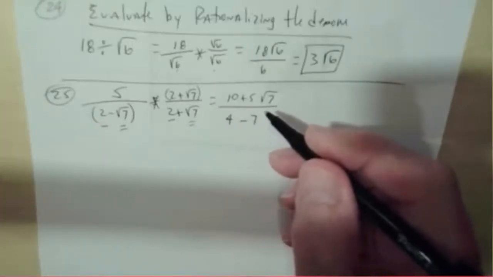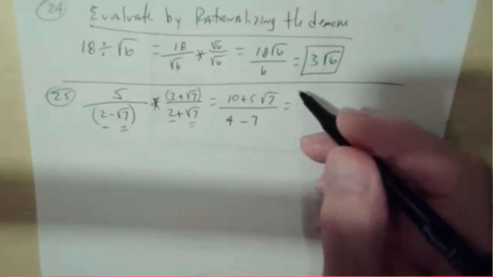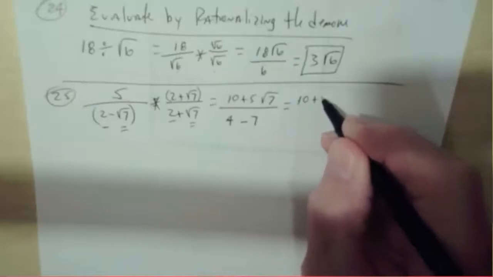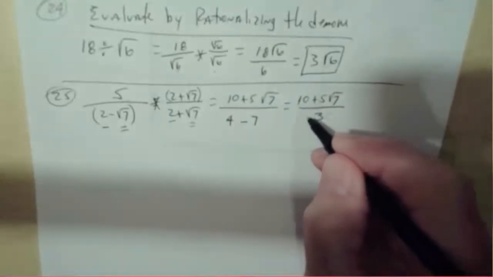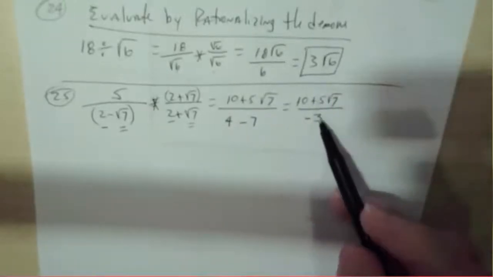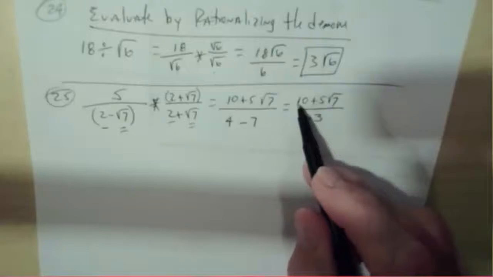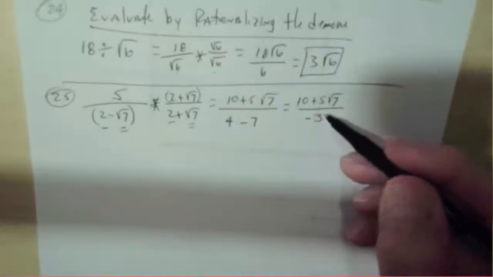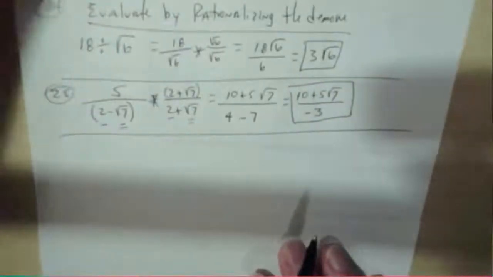So this is 10 plus 5 times the square root of 7 over, I'm sorry, negative 3. Okay, now remember, if you're going to reduce this fraction, when you have a plus or a minus here, you have two terms, and you have to be able to divide both of them, not just one. And thankfully, none of this is reducible. Excuse me, that's our answer.